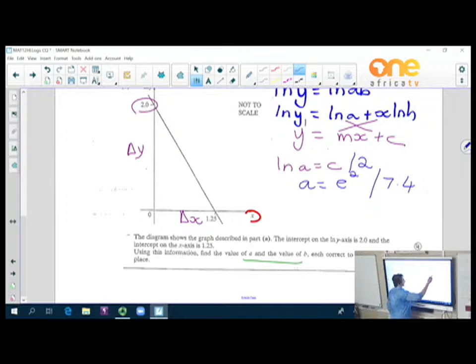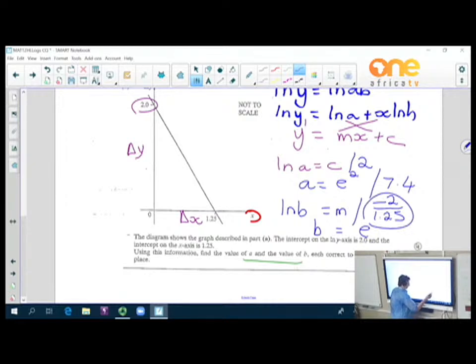And now the gradient, only one axis is locked, so I'll have to unlock it. So ln b, you can also see it here, this is x and x, so ln b is m. And what is this one's gradient? Look, it's a negative slope, so it's negative 2 over 1.25. And again, you'll have to unlock it, so it becomes e to that value. And my answer is 0.2. So b is equal to 0.2 on that one.